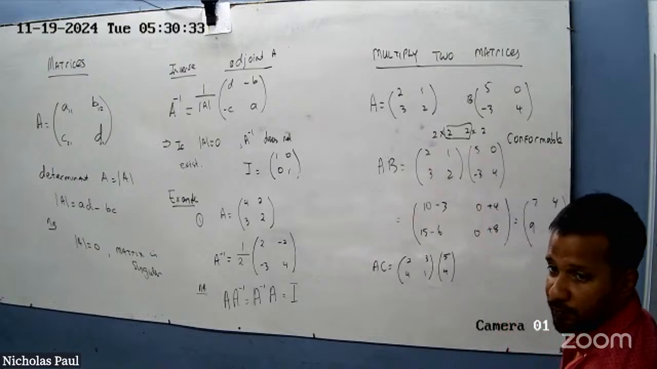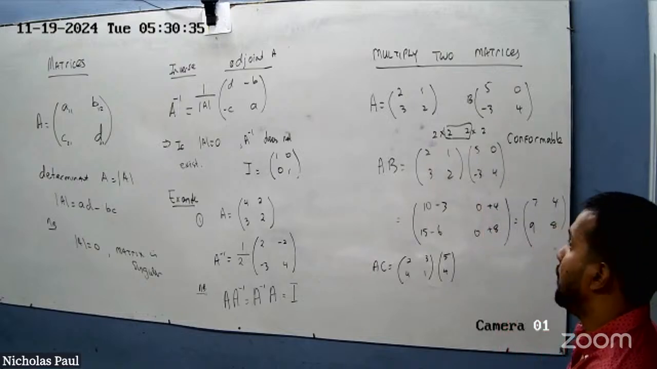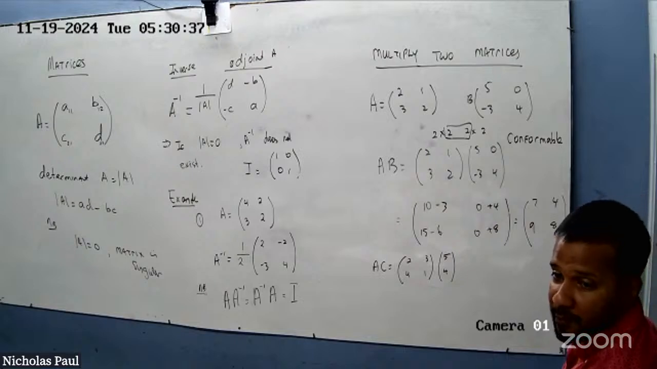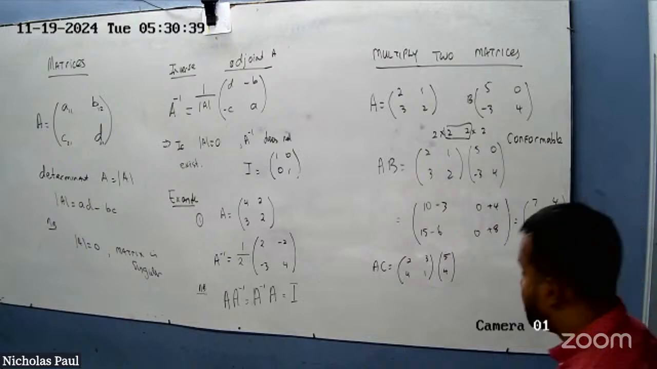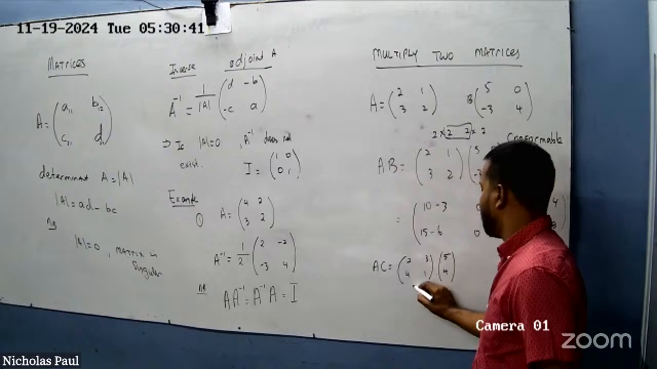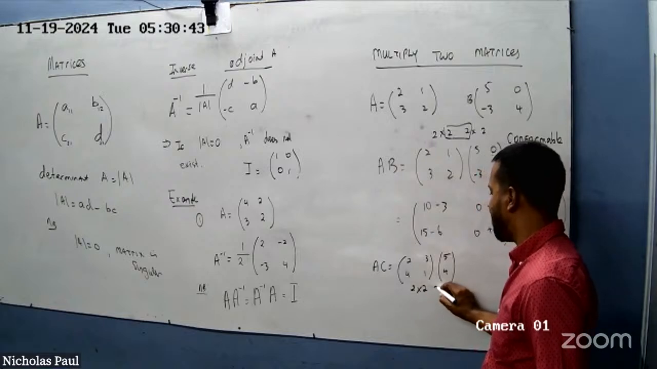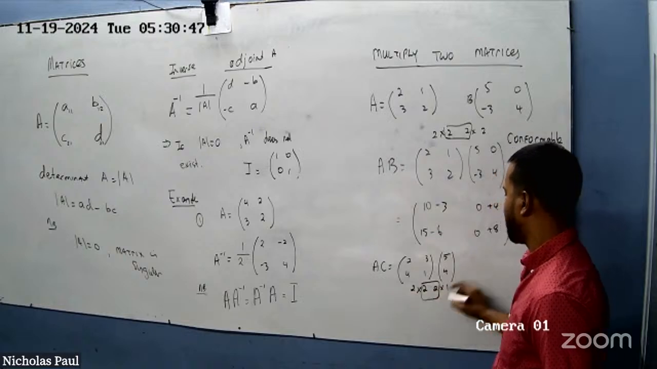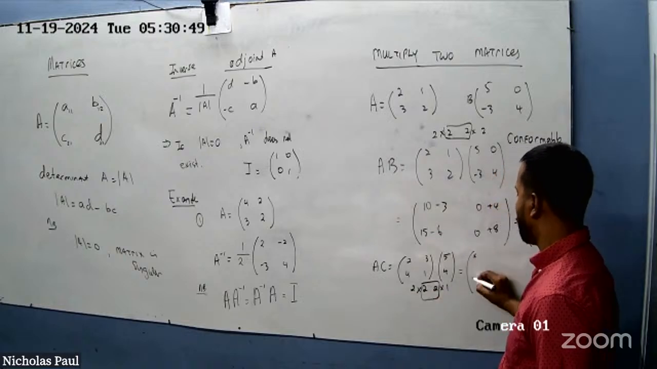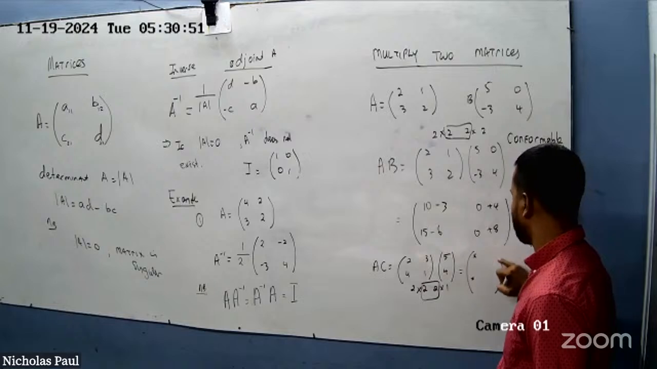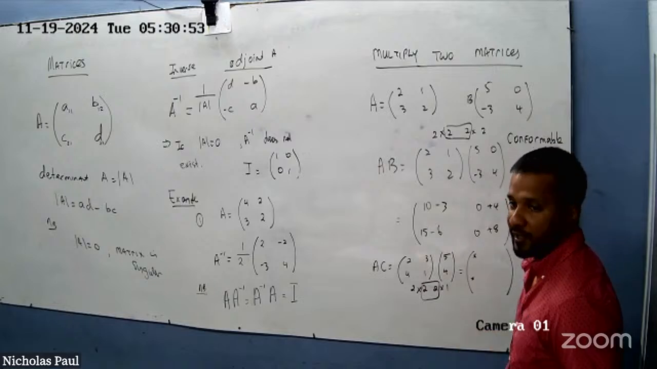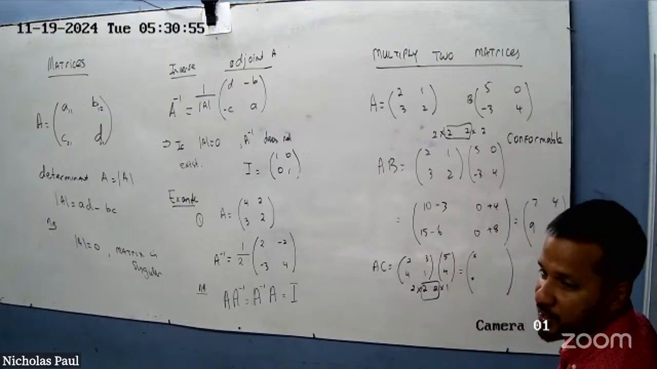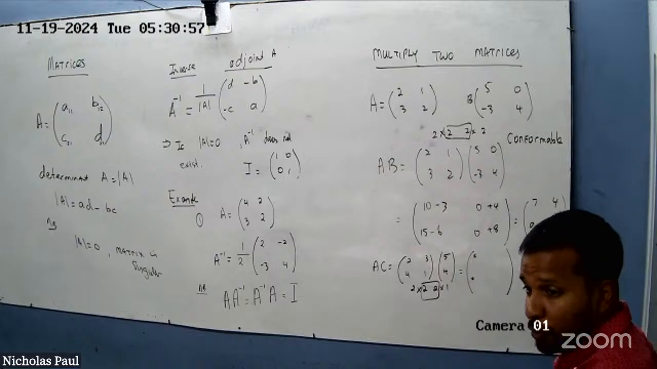Finish? Hurry up. Can it be multiplied? Yes, because the first one is a 2 by 2 and the second is a 2 by 1. So the answer is a what? 2 by 1, so 2 rows, 1 column. Work it out fast. So I can multiply.